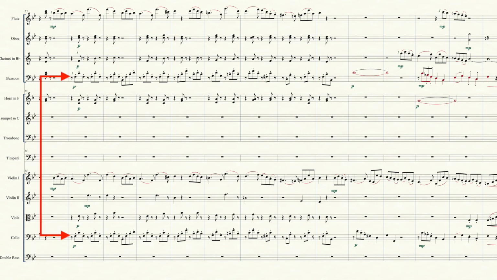The bassoons are doubling the cellos to give a little more oomph to that bass line so it doesn't fade on you. The clarinets are doubling the violas, and of course the flutes are doubling the first violins.